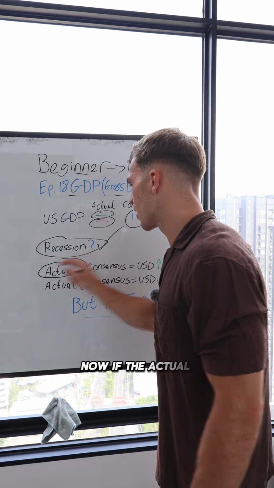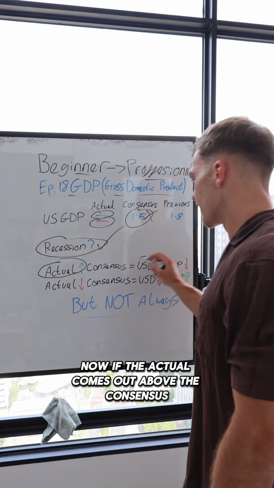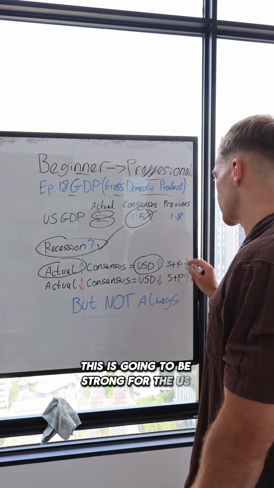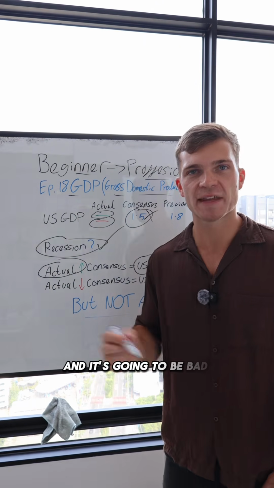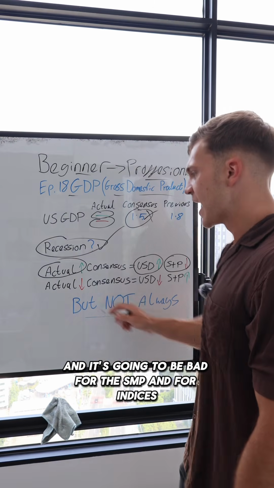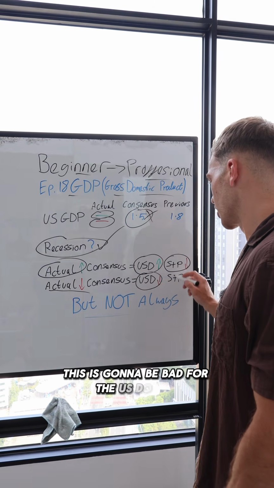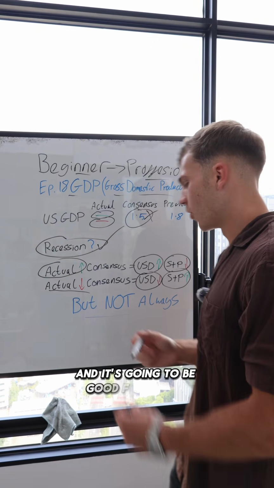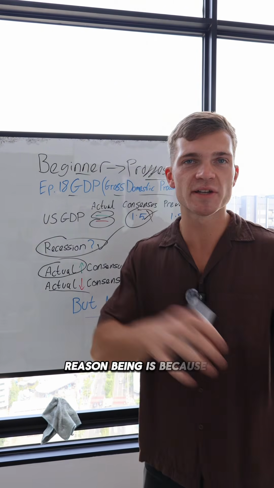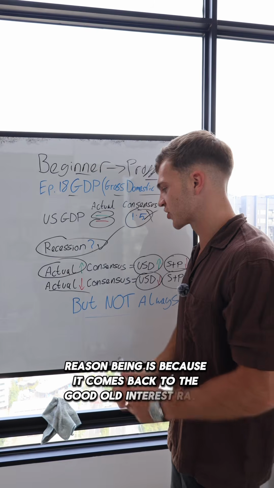Now, if the actual comes out above the consensus, this is going to be strong for the US dollar, and it's going to be bad for the S&P and for indices. If it comes out below consensus, this is going to be bad for the US dollar, and it's going to be good for indices. Reason being is because it comes back to the good old interest rates.